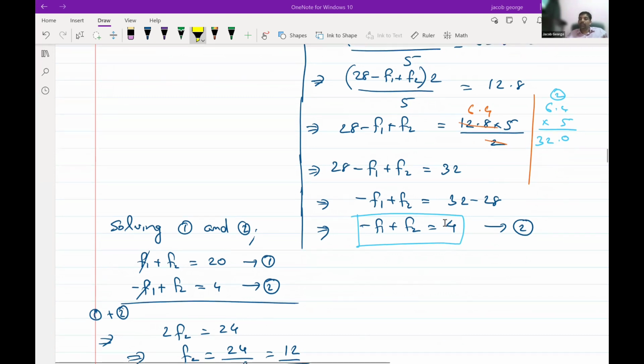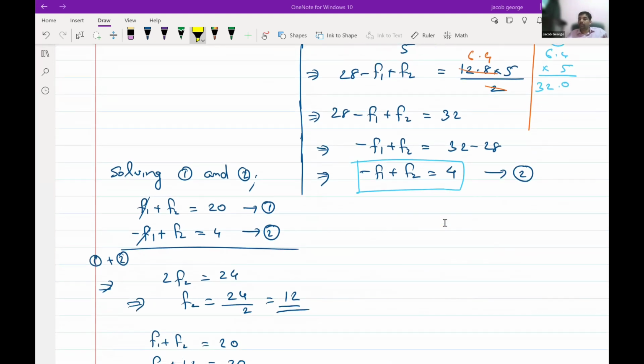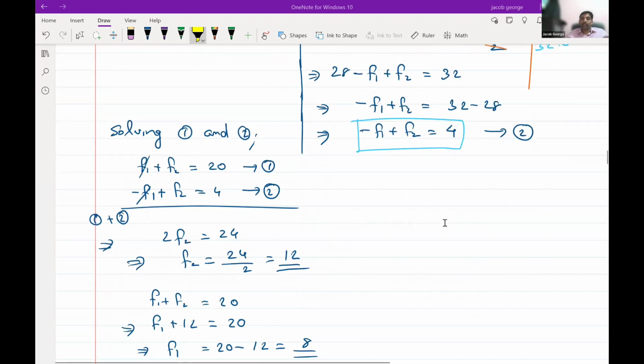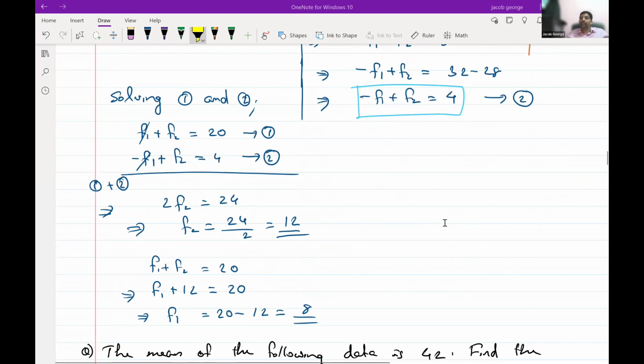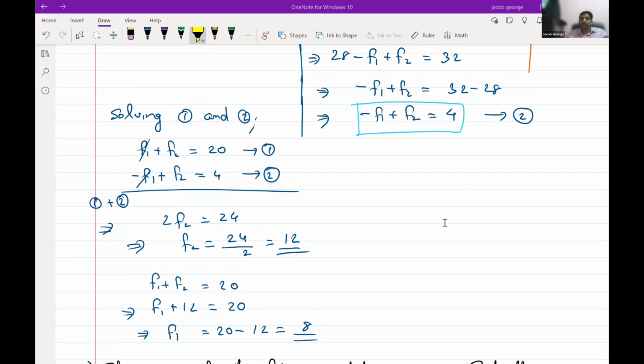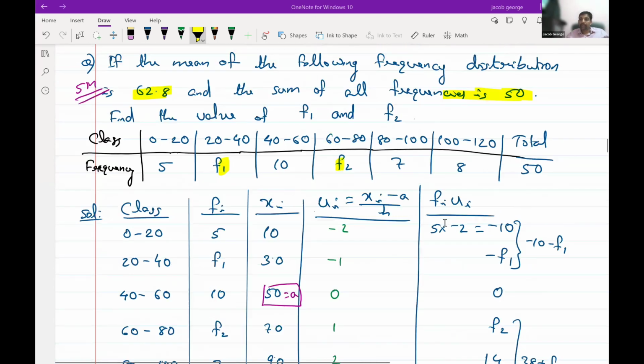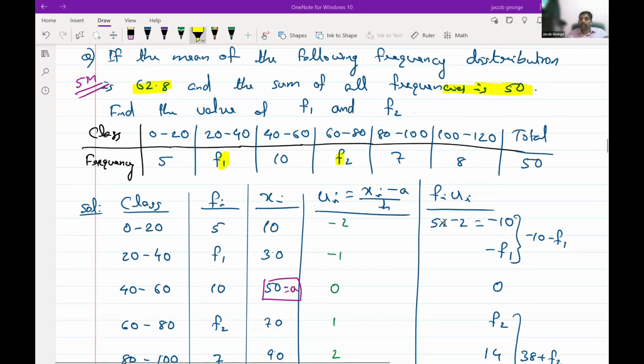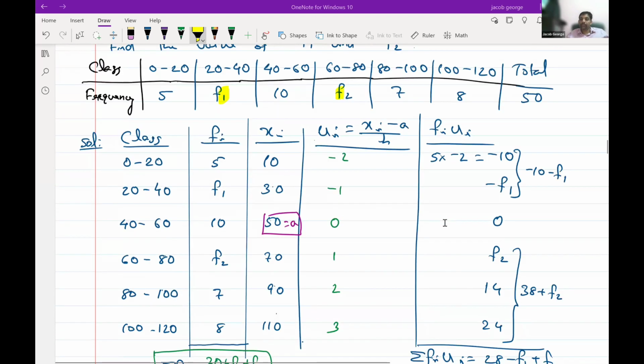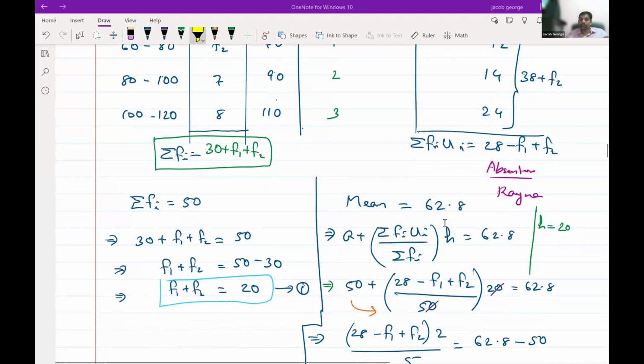Then we have to solve equations 1 and 2 by the elimination method. We get 2f2 is 24, f2 is 24 by 2, that is 12. All of you got it clear? f2 is 12. Then substitute in one of the equations: f1 plus f2 is 20, so f1 is 8. So this is very important, the two missing frequency question. All of you got the idea? If any doubt, you can ask. Here mean is given and total frequency is also given in a two missing frequency question.